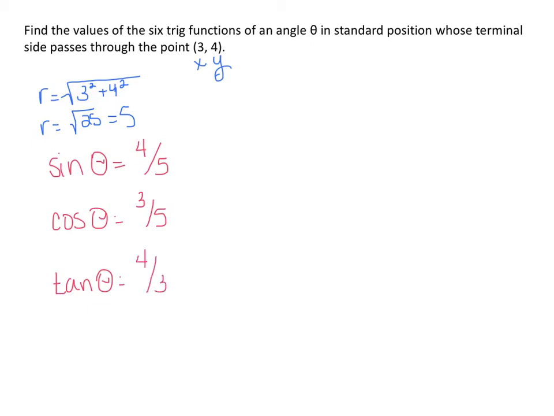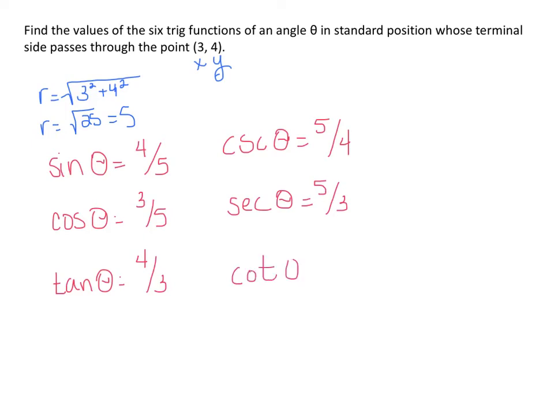4/3. Now we will use the reciprocal identities, the reciprocal of each trig function. Remember that the reciprocal of sine is cosecant. That's 5/4. The reciprocal of cosine is secant. It's 5/3. And the reciprocal of tangent is cotangent. And that's 3/4.